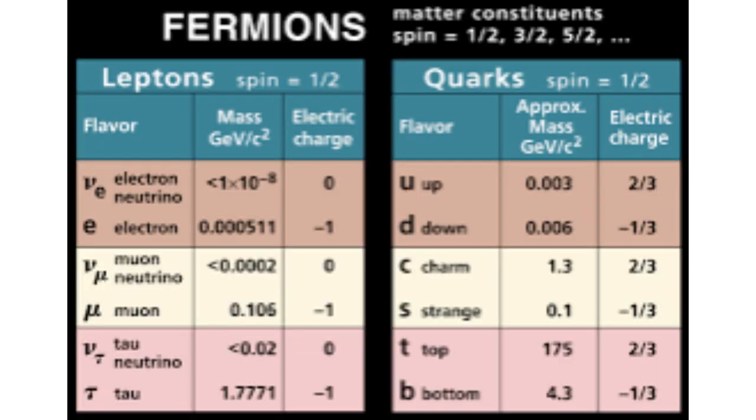Fermions split into quarks and leptons. Quarks come in 6 flavors: up, down, charm, strange, top, and bottom. They carry fractional electric charges, like +2/3 or -1/3, and interact via the strong force. Leptons, in contrast, include the electron, muon, tau, and their neutrinos. Neutrinos are nearly massless and interact so weakly that trillions pass through your body every second without notice.